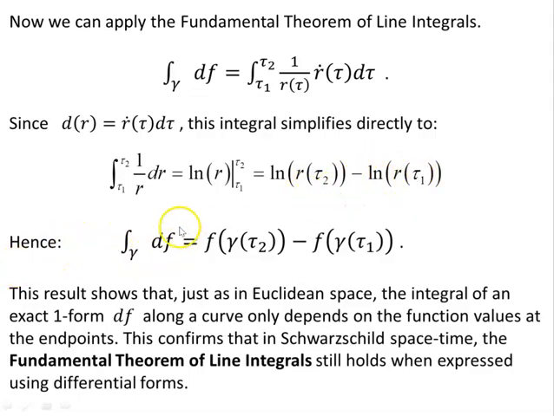And hence the integral of df along gamma is f of gamma of tau 2, minus f of gamma of tau 1. And this result shows that just as in Euclidean space, the integral of an exact one-form df along a curve only depends on the function values at the endpoints. And this confirms that in Schwarzschild spacetime, the fundamental theorem of line integrals still holds when expressed using differential forms.